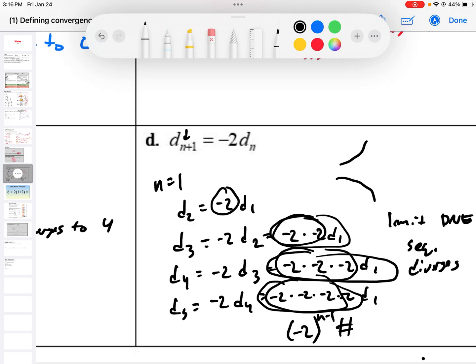The word diverge means it's not getting to one point. Converging means it's getting closer and closer to the same number. Diverging, they're not approaching the same number.